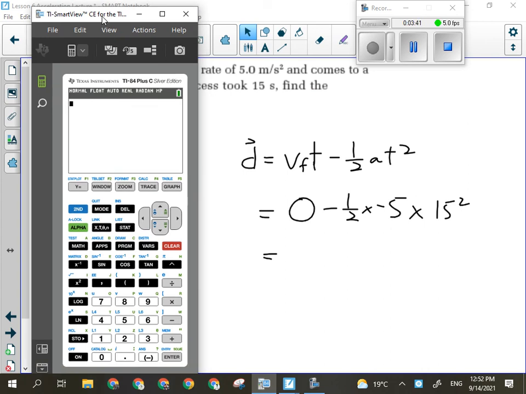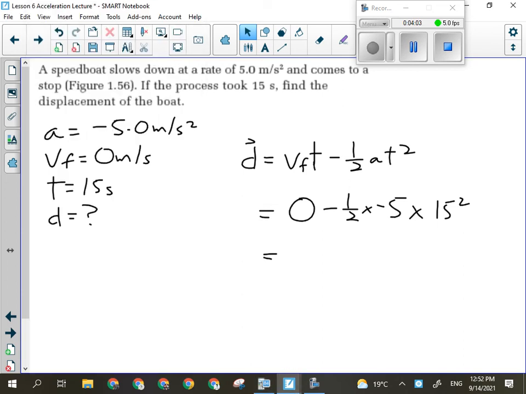Okay, so we got 0 minus 1/2, so 0.5 times negative 5 times 15 squared. All right, so we're looking at 562.5 meters, but we only have 2 significant digits, so we're going to have forward or positive. It doesn't really say a direction on there, so I'm going to go with forward, because boats generally travel in a forward direction.